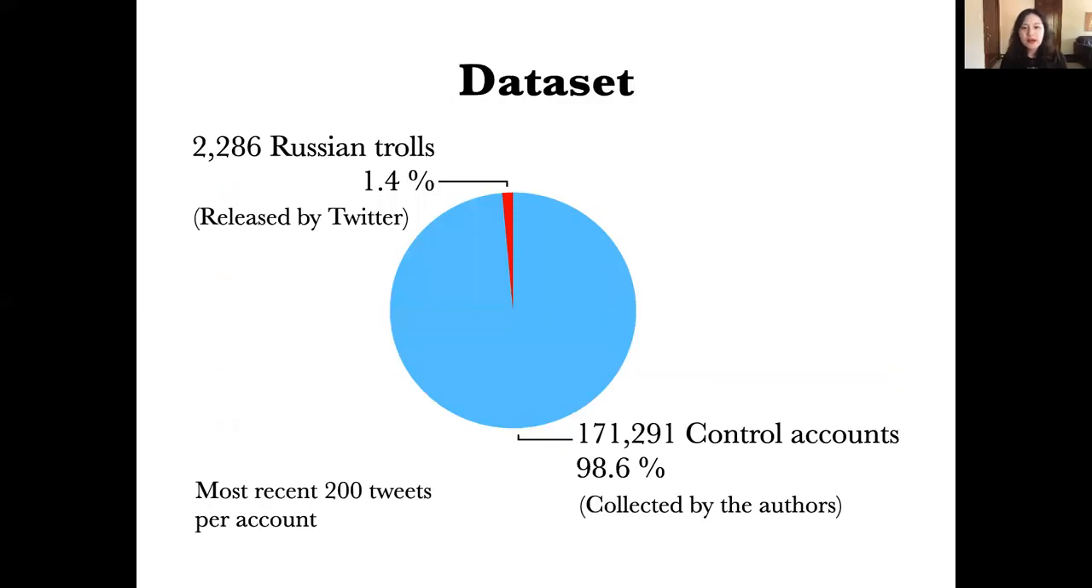To recap, a small percentage, about 1%, is Russian trolls' tweets, and the rest are control accounts' tweets, which we assembled by ourselves. For both groups of accounts, we used up to the most recent 200 tweets. The reason behind this is that there's a rate limit to Twitter's API. So we struck a middle ground of retrieving up to 200 recent tweets for control accounts, and we did the same thing for Russian trolls.